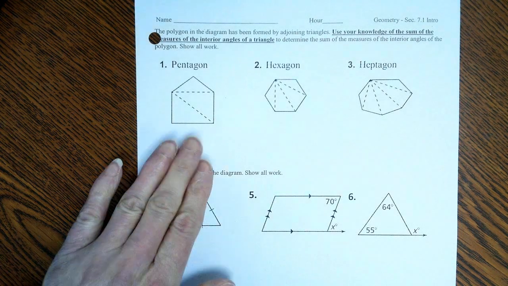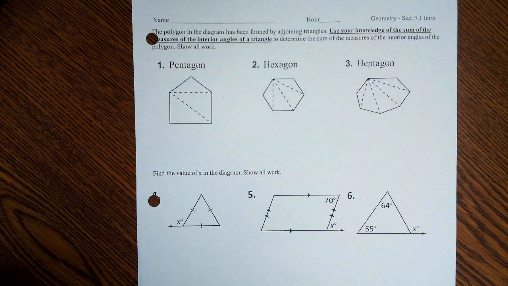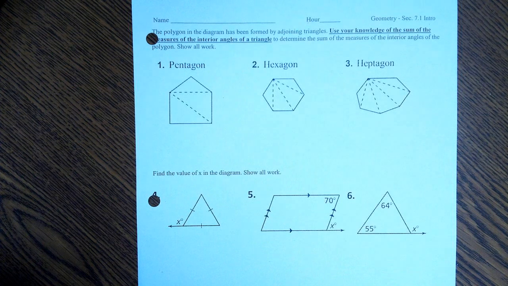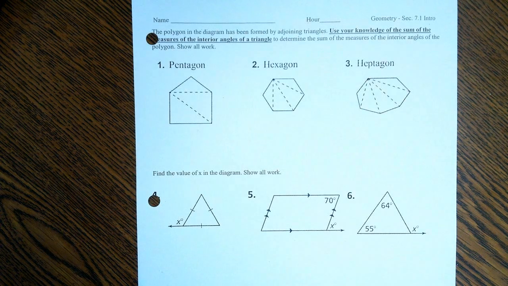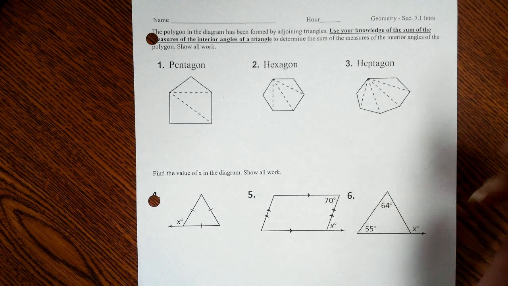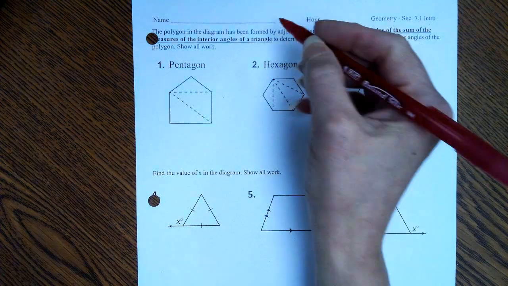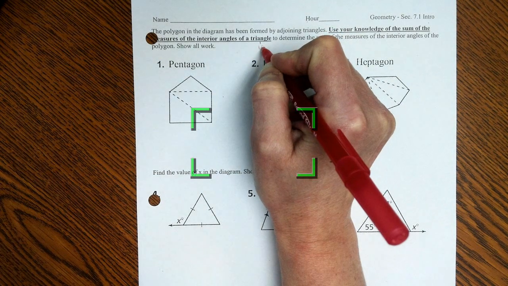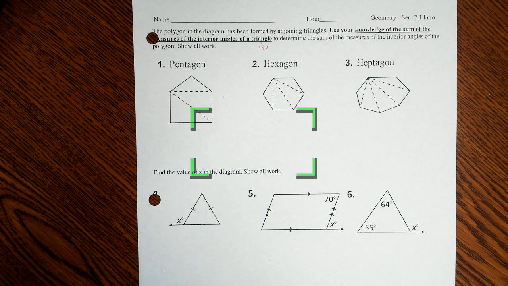All right, so you have already completed this worksheet yesterday, and I'm going to go through real quick how I would do these questions and the answers so you can correct your worksheet before you move on to part 2 of the assignment. So it says use your knowledge of the sum of the measures of the interior angles of a triangle. Keep in mind a triangle has 180 degrees. So each triangle would have 180.